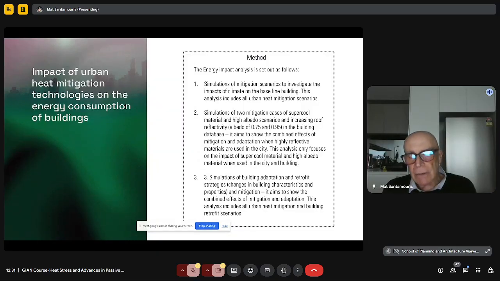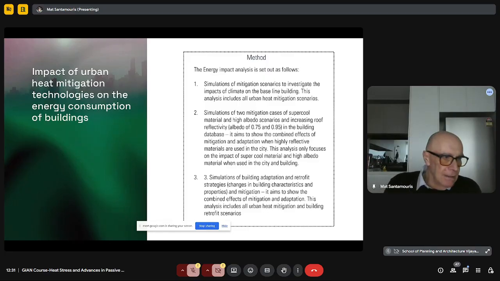On the contrary, the use of cool and super cool materials may really decrease the peak temperature of cities by up to 2.5 degrees at the maximum when they are in combination. On average, you may expect a decrease of the temperature by 1.5 degrees.